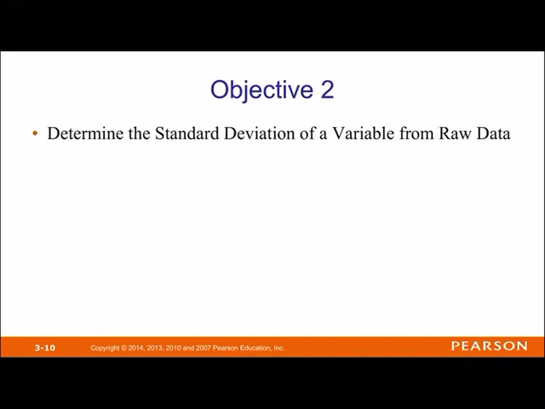Okay, so objective number 2 is to determine the standard deviation of a variable from raw data. Now, if you were in algebra last year or the year before, you used your calculator to find this information, and in some instances you are going to be able to do that. Inside your calculator, we had the sample deviation and the population deviation. Those are definitely going to come back into play. But this is college level statistics. We're actually going to find some of these by hand.